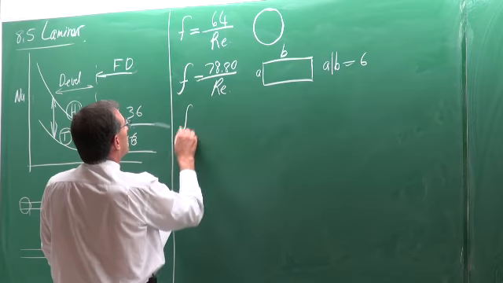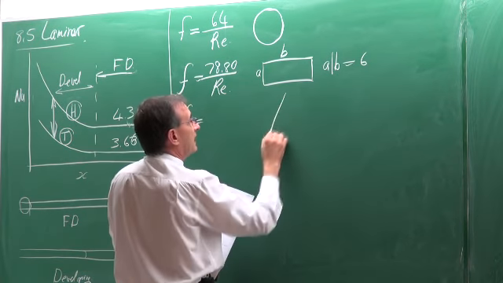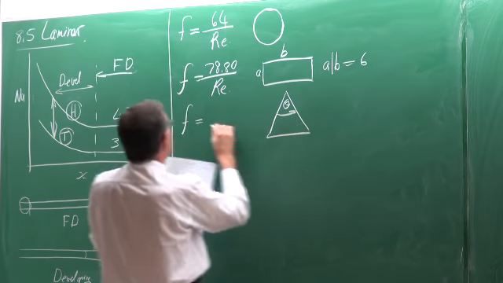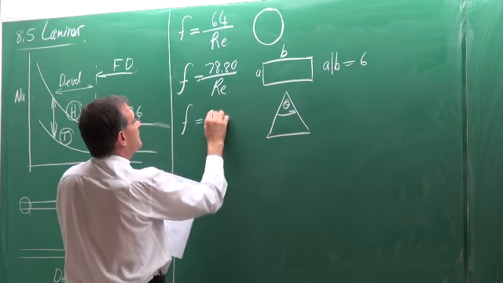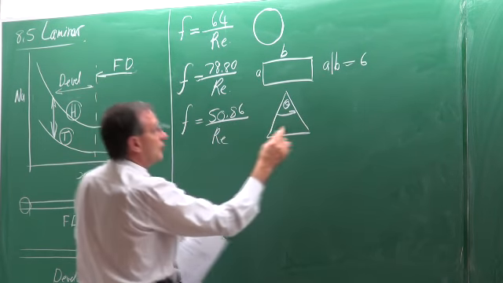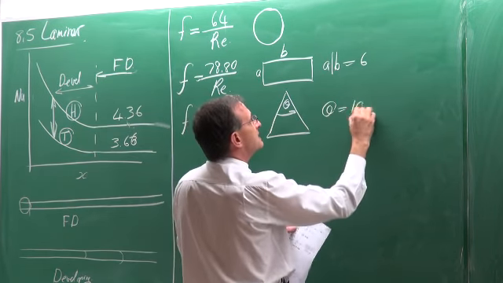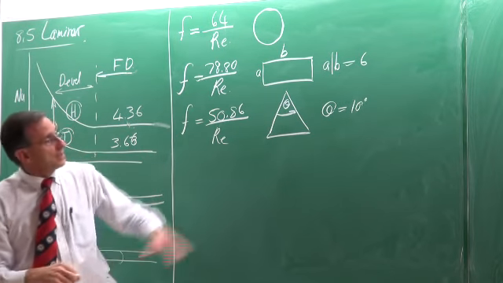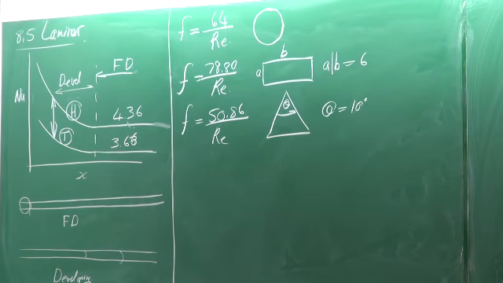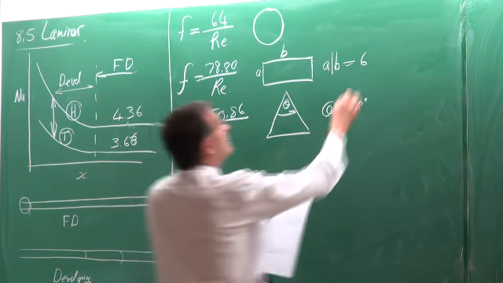If, for example, the tube is something like that, and that is the angle theta, then the friction factor is 50.86 divided by the Reynolds number for the specific case where theta is 10 degrees. If theta is 20 degrees, then the friction factor is something different. Now, where can you get this information?